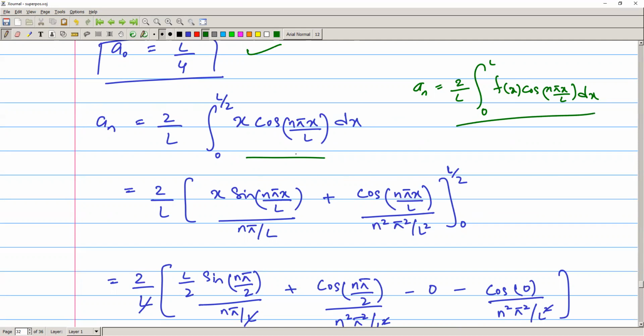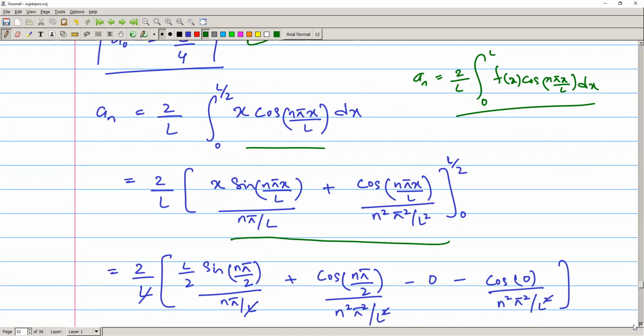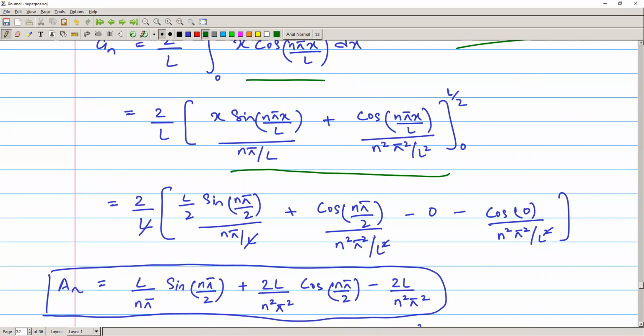So it will be 2 over L, and the integral of x cosine n pi x over L is this function. Now we will apply the limits, and we can see that on applying the limits, we generated this form, that is a n is equal to L over n pi sine n pi over 2 plus 2L over n square pi square cosine n pi over 2 minus 2L over n square pi square.